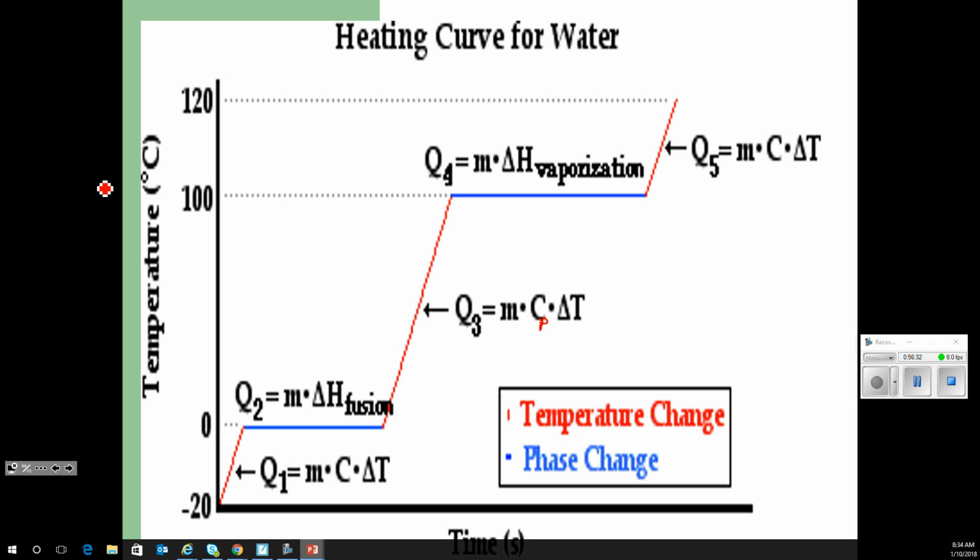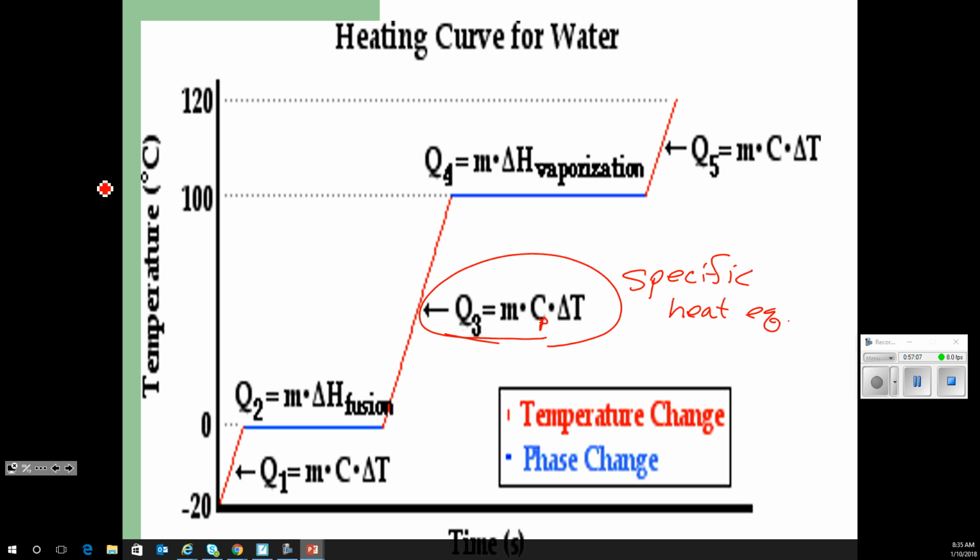So the blue part is where I'm changing from a solid to a liquid. And because it's a transition, we can't use this equation because there's no change in temperature. So we use this other equation, which is mass times the heat of fusion, or mass times the heat of vaporization. Because we know that it takes energy to change a solid to a liquid and a liquid to a gas. We just can't use a change in temperature to help us figure that out. Okay, this equation is known as the specific heat equation.